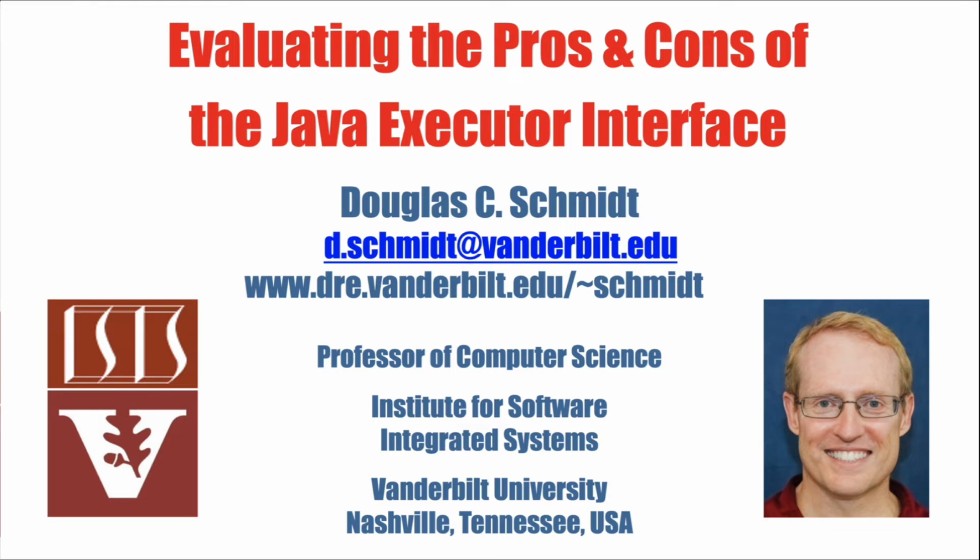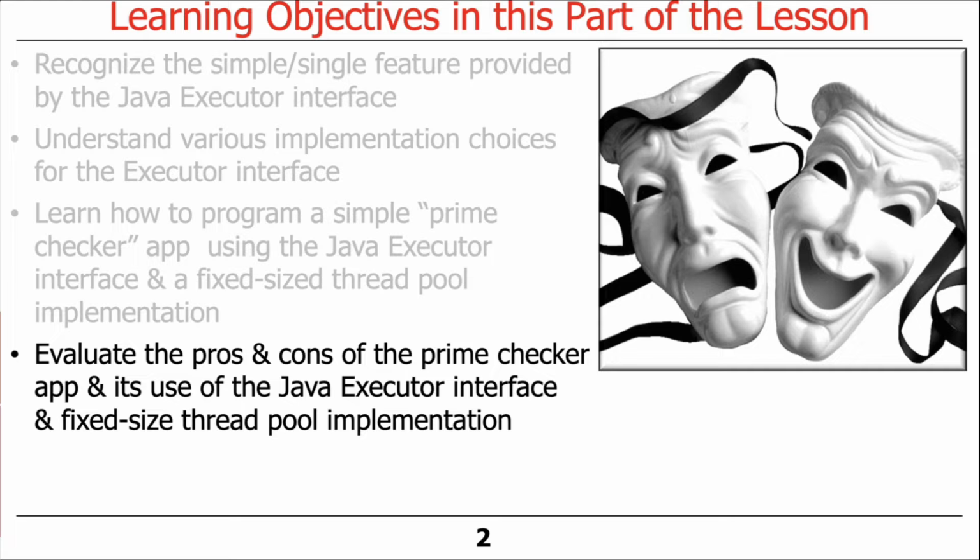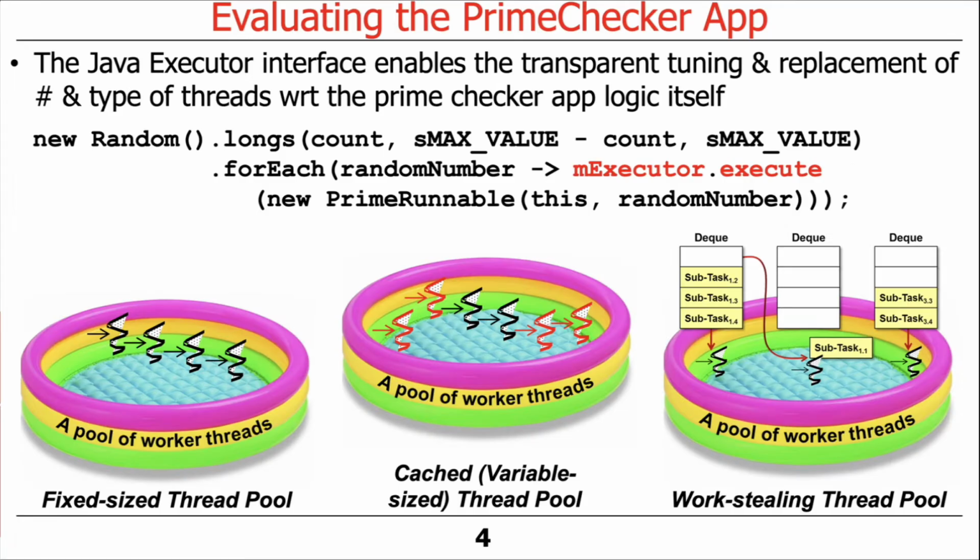So now that you've seen the implementation in the context of the Prime Checker app, which by the way, you can download and play with, it's part of my GitHub account repository. So feel free to play around with it if you feel like it. What we're going to do now is evaluate the pros and cons of the Executor interface using that Prime Checker app as a touch point to make things more concrete.